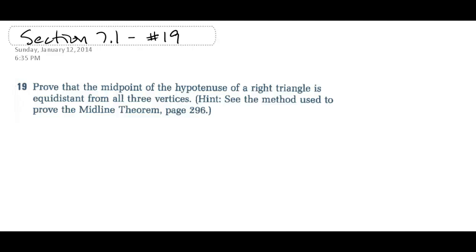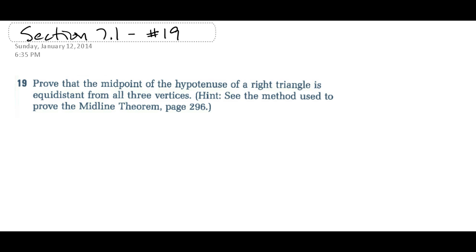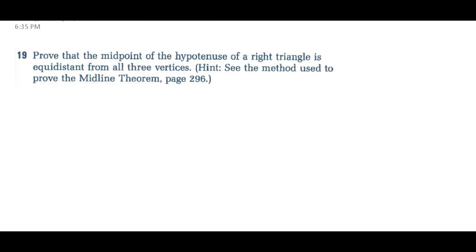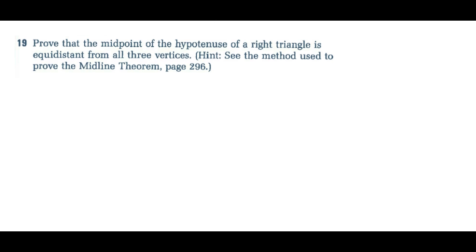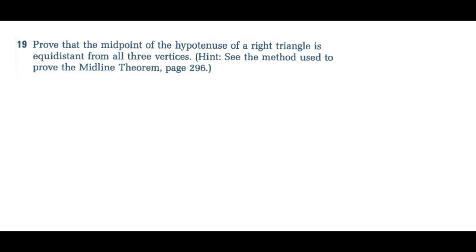This is Mr. Martin. This is a video on section 7.1, problem number 19. I'm not going to do a very formal proof here, but I'll just give you the ideas, and hopefully that will give you enough to understand the solution. So we want to prove that the midpoint of the hypotenuse of a right triangle is equidistant from all three sides. So we need a right triangle.